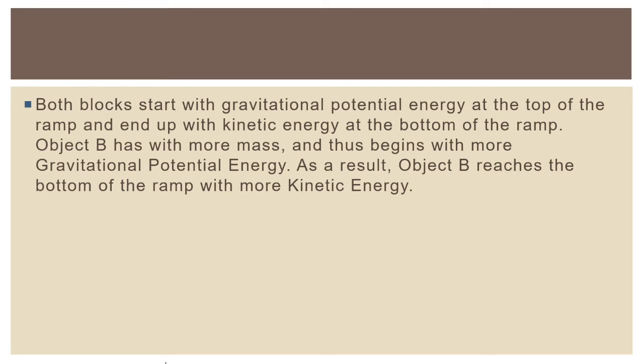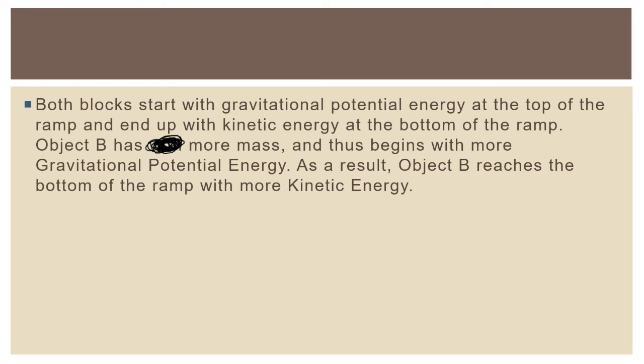Object B has more mass and thus begins with more gravitational potential energy. As a result, object B is going to reach the bottom with more kinetic energy. I think I meant to say starts with more mass, but that doesn't make any sense. So let's just go ahead and cross that out. So what we're saying here is they start with gravitational potential, they end with kinetic energy, and object B has more mass, so it starts off with more gravitational potential energy. And that means it's going to reach the bottom with more kinetic energy.